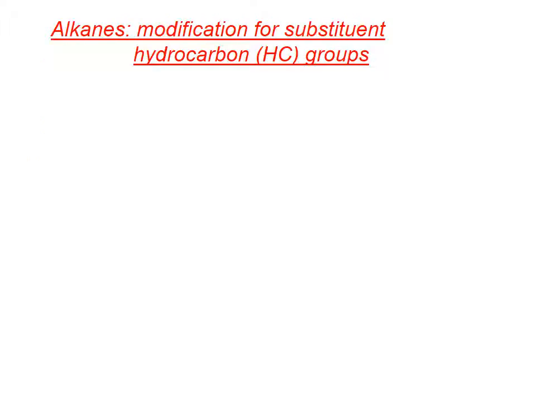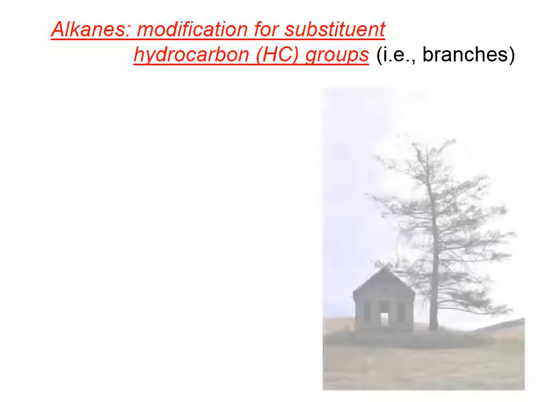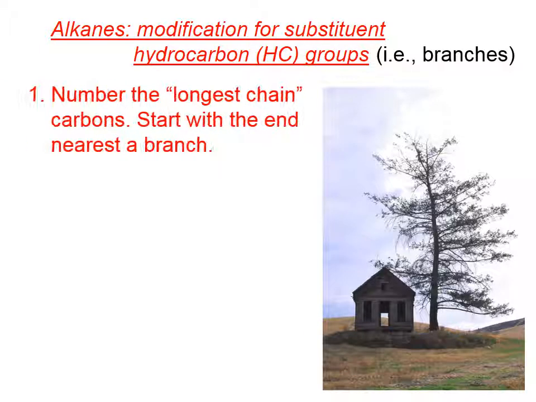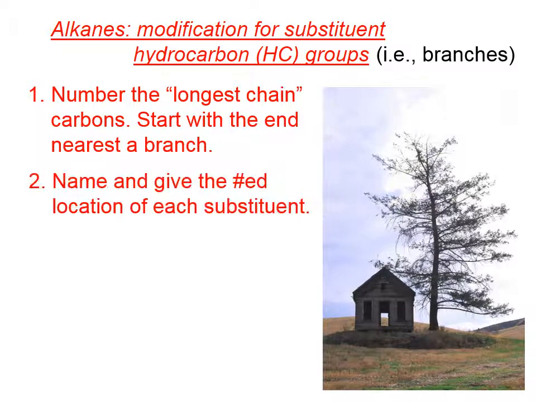What about if we want to add substituent hydrocarbon groups? In other words, what if there are branches in our alkane? Then what do we do? Well, first we number the longest chain carbons. We start with the end nearest a branch. In other words, carbon number 1 is the carbon on the end that's nearest to where the branching starts.